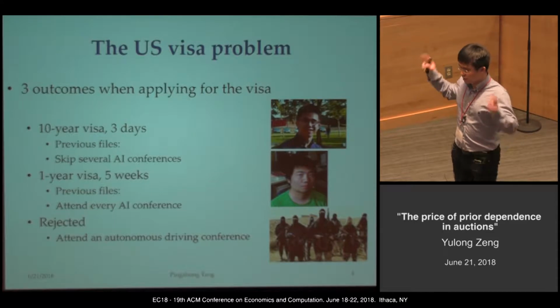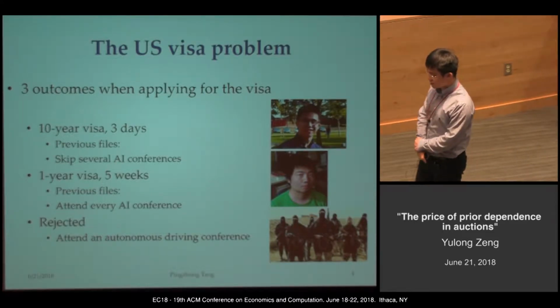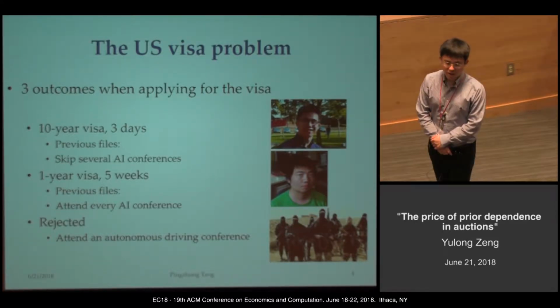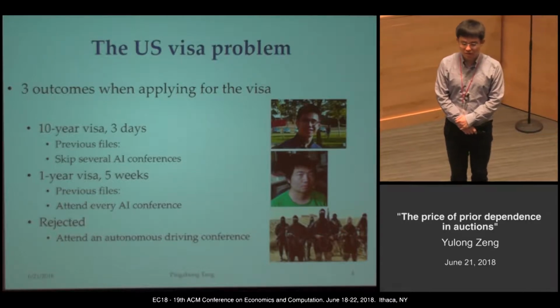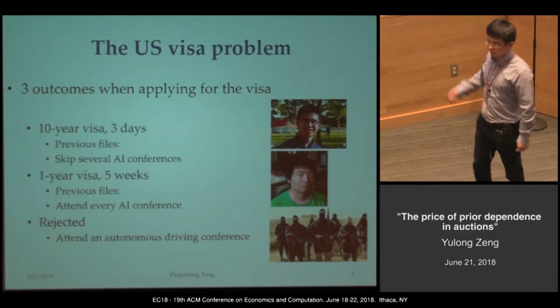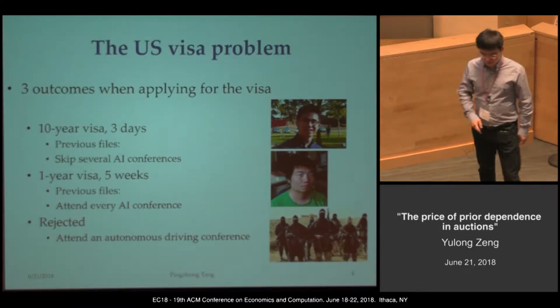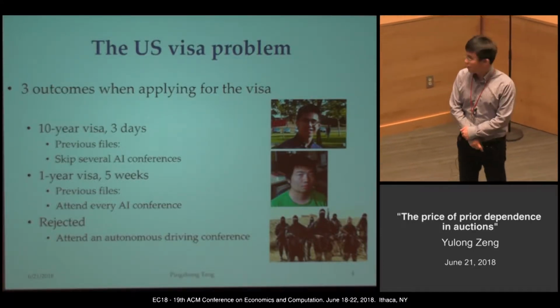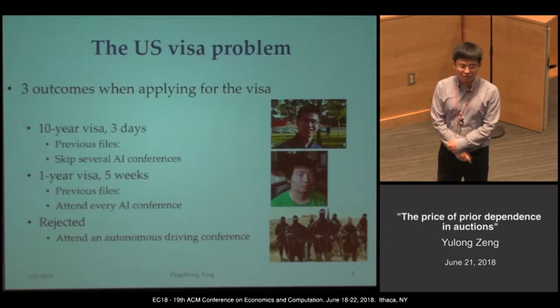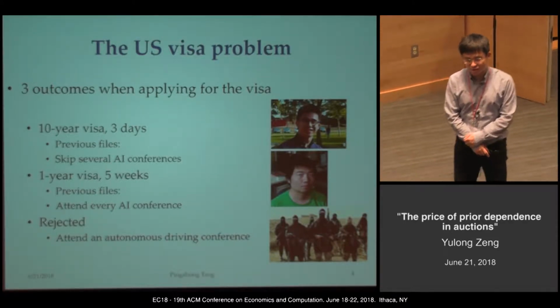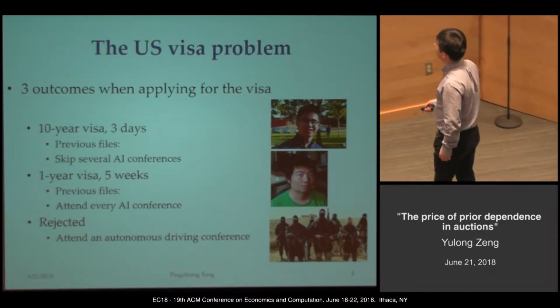So in the prior of the US consulate, they think my student is more AI than I am. So that's why he gets a 1-year visa and a 5-week check. And the funny thing is that if you attend an autonomous driving conference, you will probably get rejected. I don't know what the policy is here.